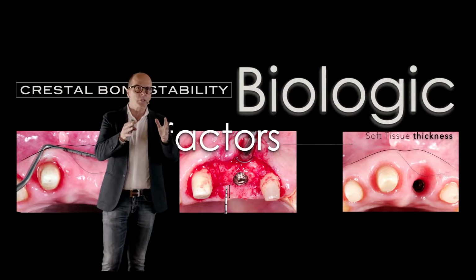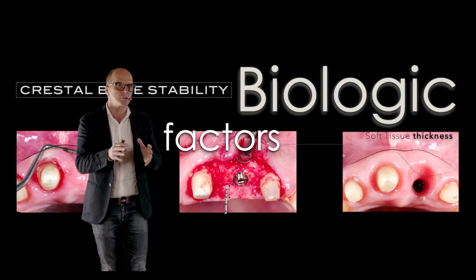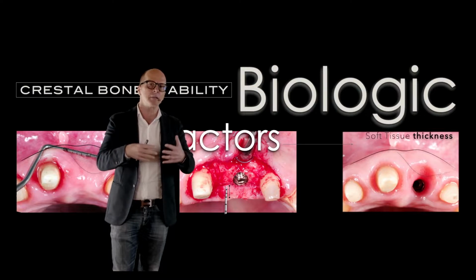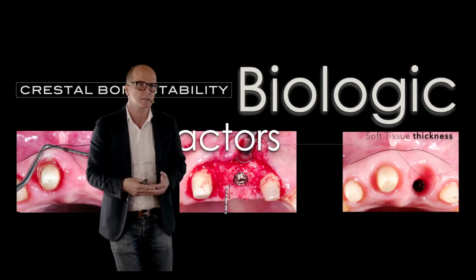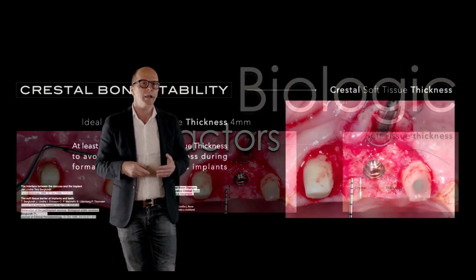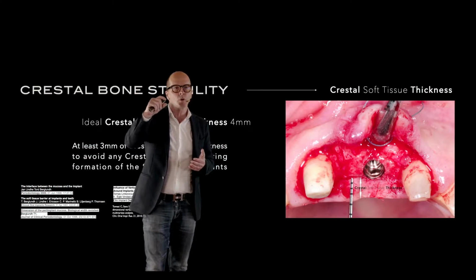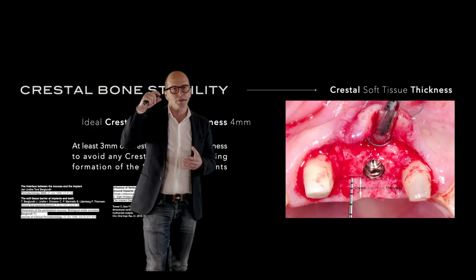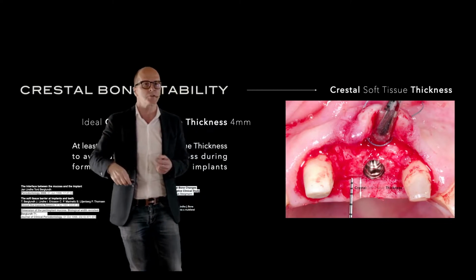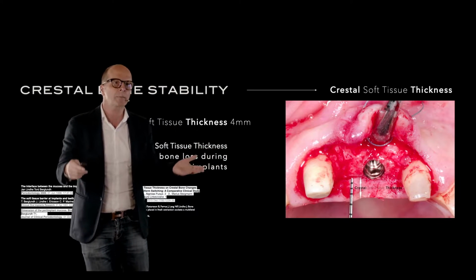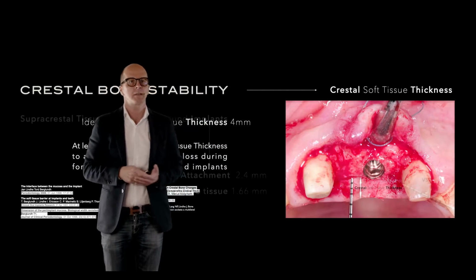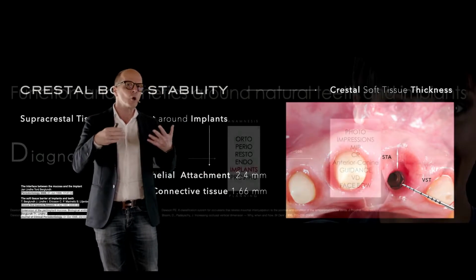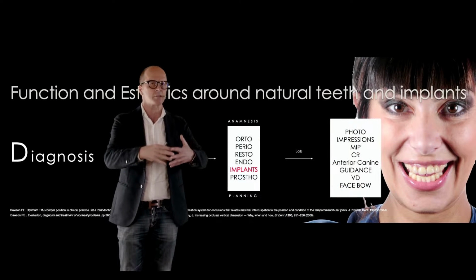But even more importantly, we have biologic factors. And when I tell you about the biologic factors, I mean the soft tissue thickness. What do I mean with that? Well, anytime we place the implant, we should know the crestal soft tissue thickness. The ideal crestal soft tissue thickness would be 4 millimeters. 3 millimeters is acceptable in order to recreate the supracrestal tissue attachment, right? After the loading of the implant, we create the supracrestal tissue attachment.